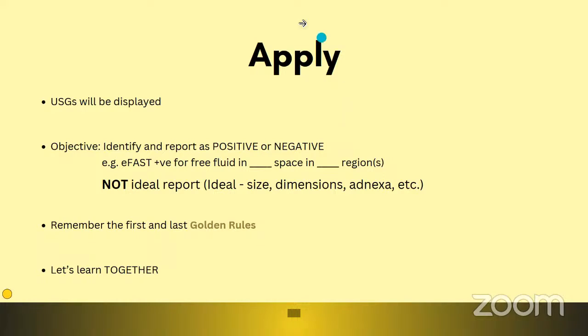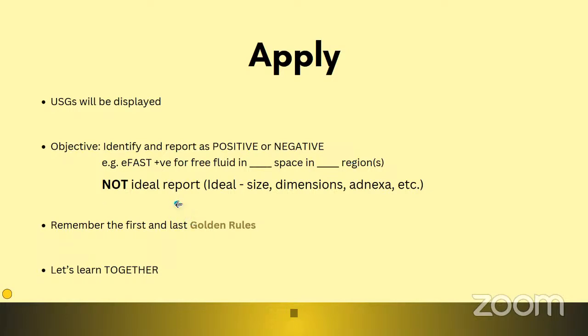In the application part, I have multiple ultrasonography images. Your objective is to identify as well as report each as positive or negative. We usually report eFAST as eFAST positive in this region, for example, eFAST positive in hepatorenal recess in right upper quadrant region. If you say more specifically Morrison's pouch or hepatorenal recess, we can even omit the region part. However, this single statement is not how the ideal report is done.